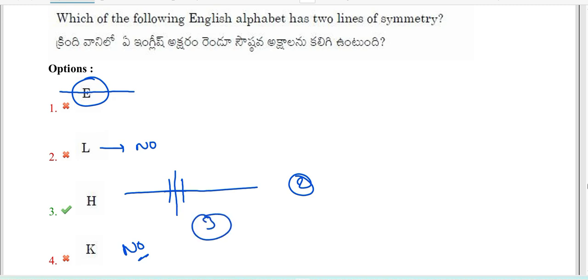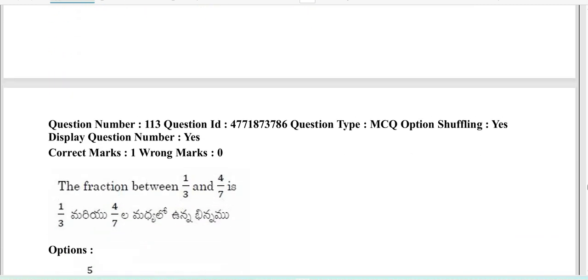First, what does a line of symmetry mean? A line which divides the figure into 2 equal parts is known as the line of symmetry. Okay, so let us go with the next question.